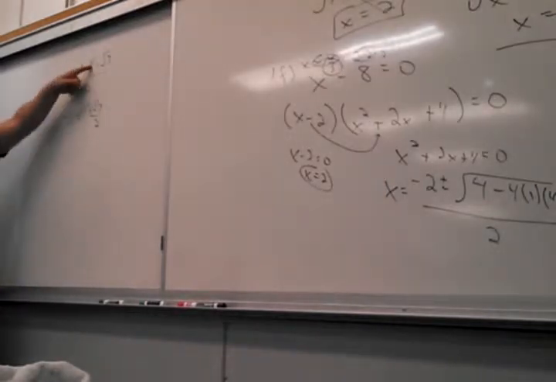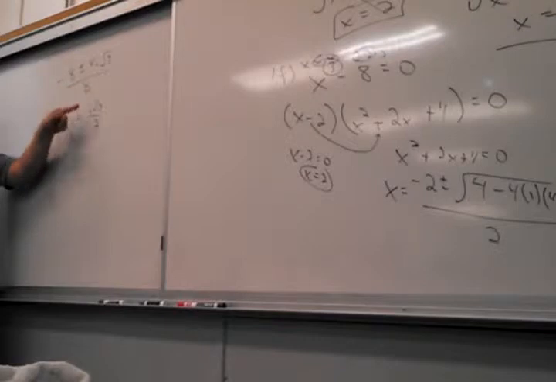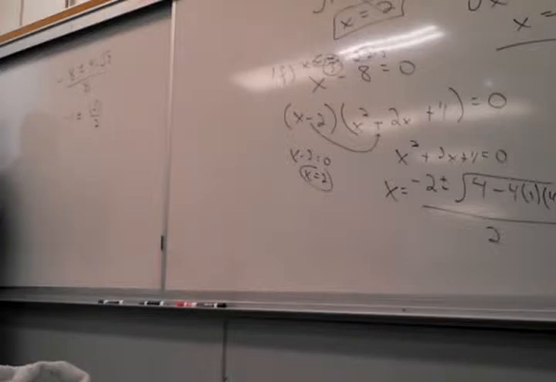8 over 8 is 1. 4 over 8 is 1/2. So that's the correct way. If that's the problem, that's the correct way to do it if you want to do the next step. Break it up, just cancel it out. I was kind of confused on that.